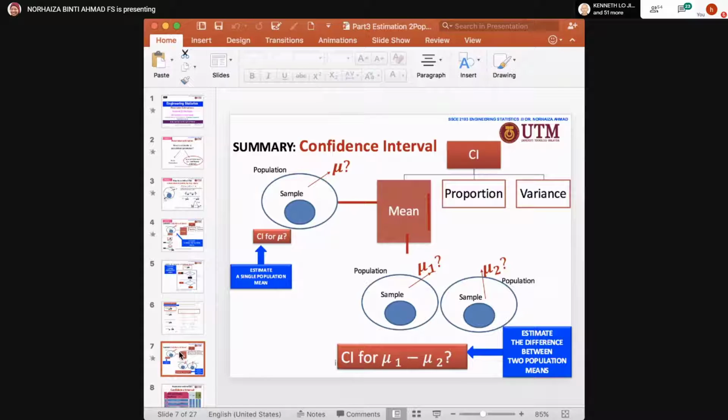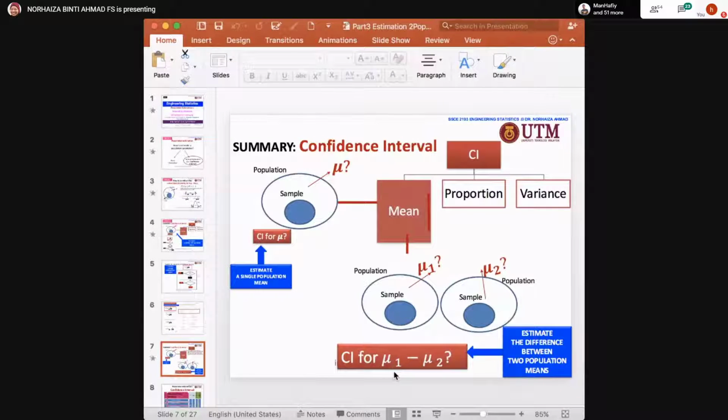So today we're going to look at another variant of finding the confidence interval for the mean. This time it's when you have two populations. In this case, we're not really interested in the value of each one of them. What we're really interested in is the difference between the means of these two populations. So mu1 minus mu2 indicates that we want to estimate the difference between two population means.